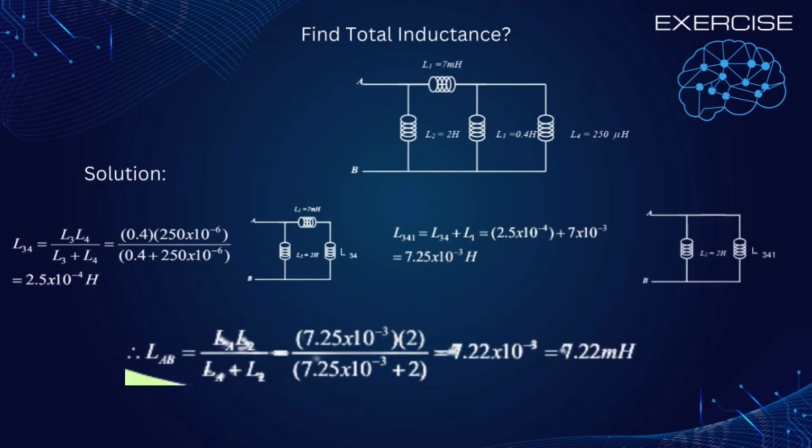It can be simplified to become L3,4, while L1 and L3,4 become series and are simplified to L1,3,4. Then L2 becomes parallel to L1,3,4 and is simplified to LT. That's how we solve this type of question step by step. Be careful to put in the right values and use your calculator properly to avoid any mistakes during calculation.